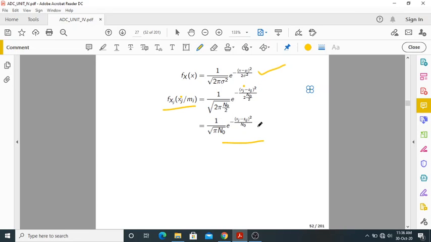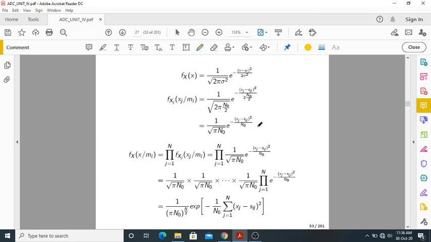Now, in order to find out the conditional PDF of this vector capital X, we have to multiply n such conditional PDFs. So here I have written product j equal to 1 to n of the individual PDFs, which means you have to multiply these n times. So product j equal to 1 to n, 1 by root pi n naught, e power minus of xj minus sij whole square by n naught.